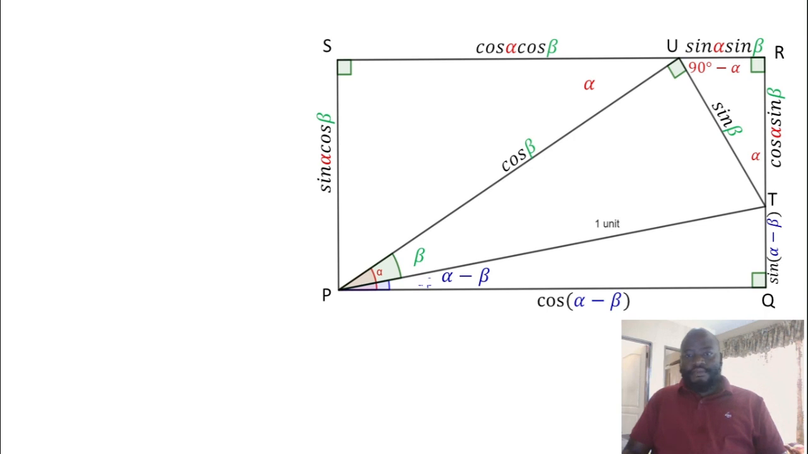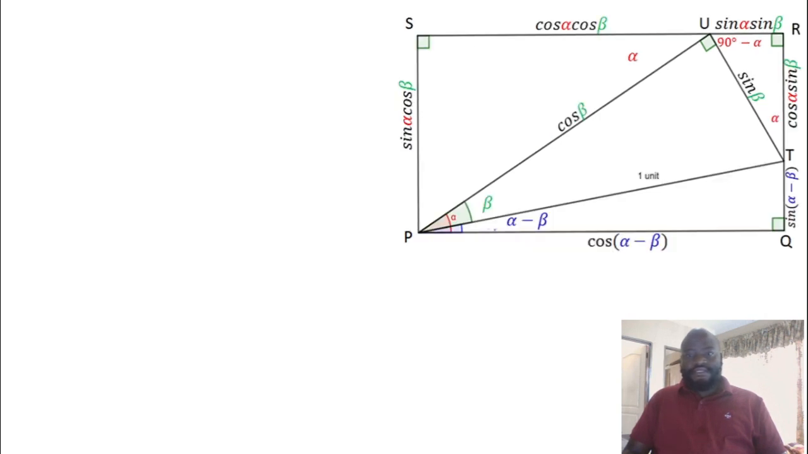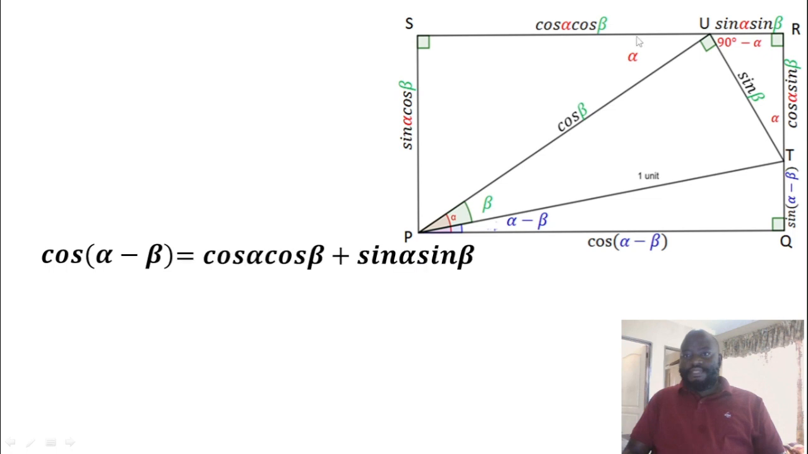Okay, now what have we achieved? Just like last time, we use the property of rectangles. We say PQRS is a rectangle, so opposite sides are equal. So we see that this side will be equal to that side over there. So this side is cos alpha minus beta, and then it is equal to cos alpha cos beta plus sine alpha sine beta.